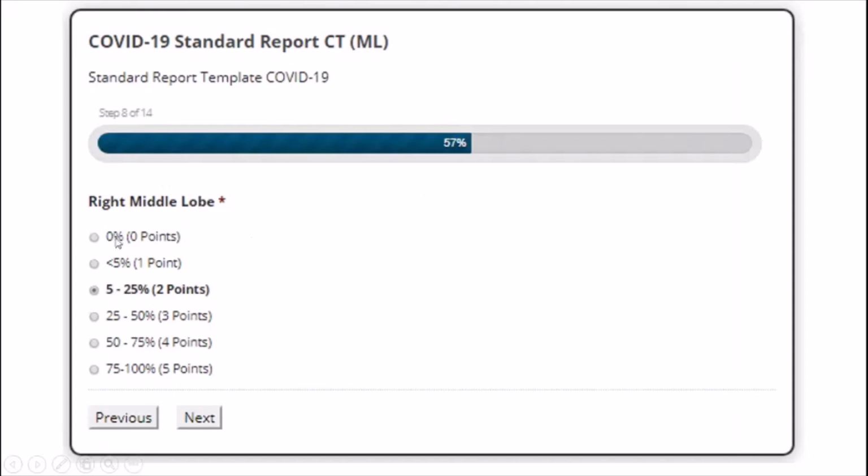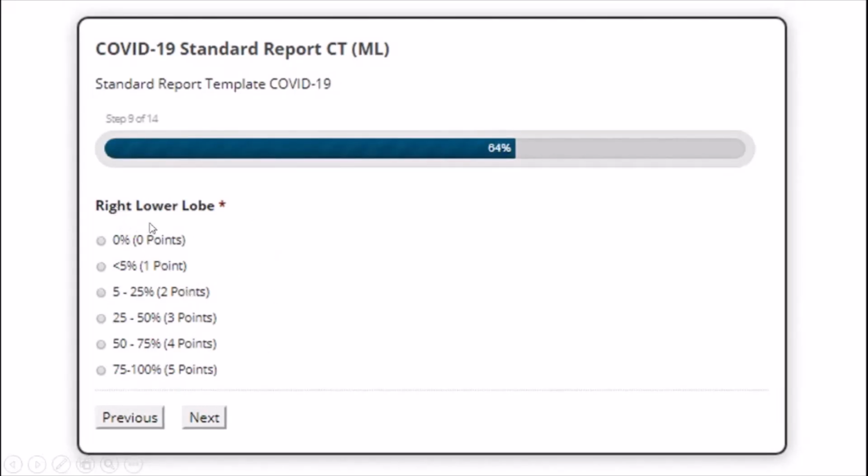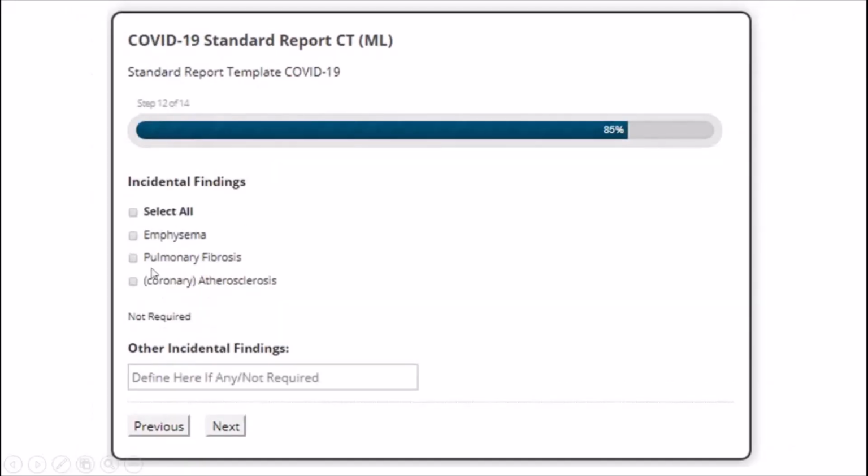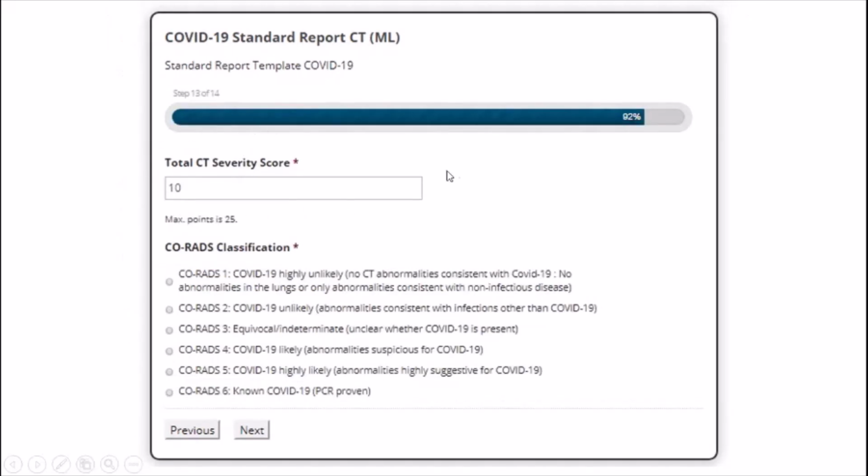Right middle lobe, again you choose; right lower lobe, then the left upper lobe, the left lower lobe, and then any incidental findings, either emphysema, pulmonary fibrosis, or coronary atherosclerosis, or any other incidental finding. You can type it in, and you just press next. You will get the total CT involvement score, which is here. While I was scrolling through the pages, what I entered was 10 out of 10. So for this patient, multiplied by 4, it will give you 40% lung involvement.